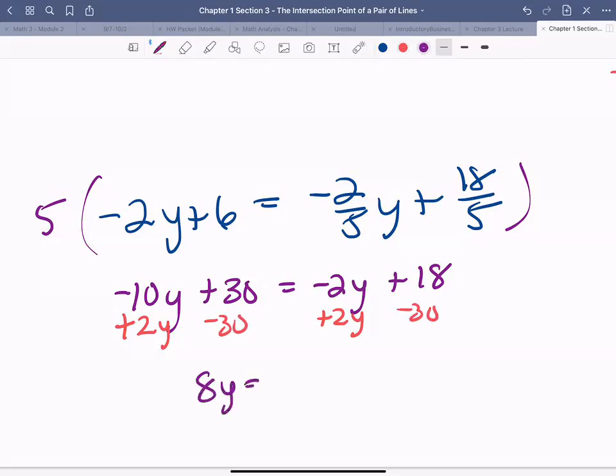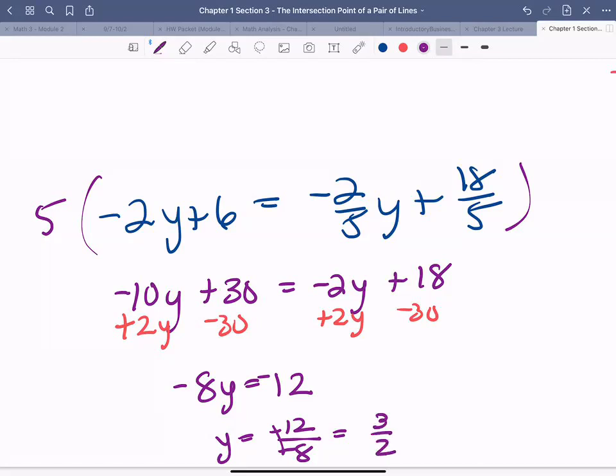8y equal to 12. Actually, I should have negative 8y and negative 12. I apologize. Then you'll divide both sides by negative 8, and you get y equal to negative 12 over negative 8. That just reduces, right? 4 goes into both of those. You get the positives here. 4 goes into 12 3 times. 4 goes into 8 twice, so you get 3/2.